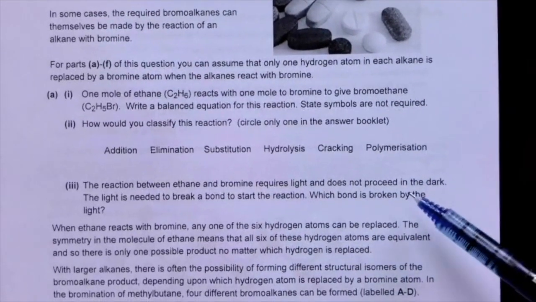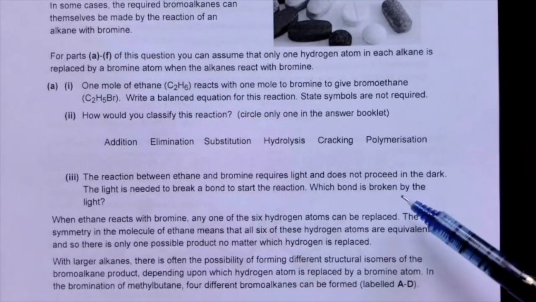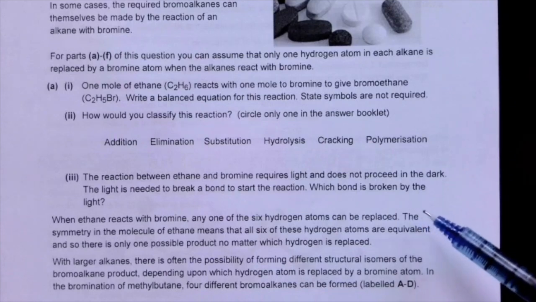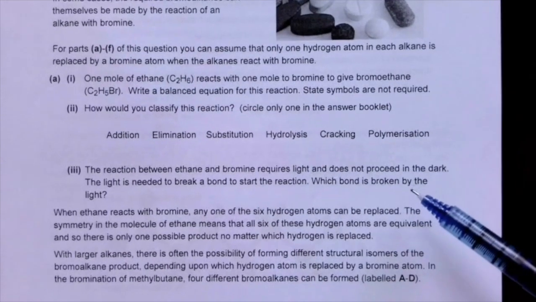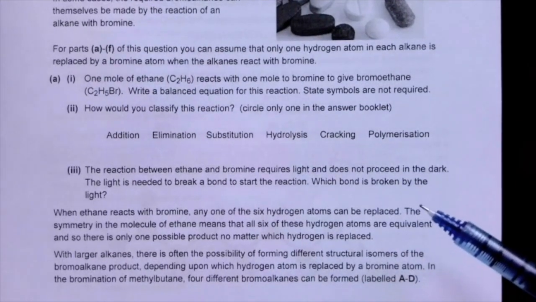The reaction between ethane and bromine requires light and does not proceed in the dark. The light is needed to break a bond to start the reaction. I think you can have a good attempt at that as well, given what you've learned in year 12.